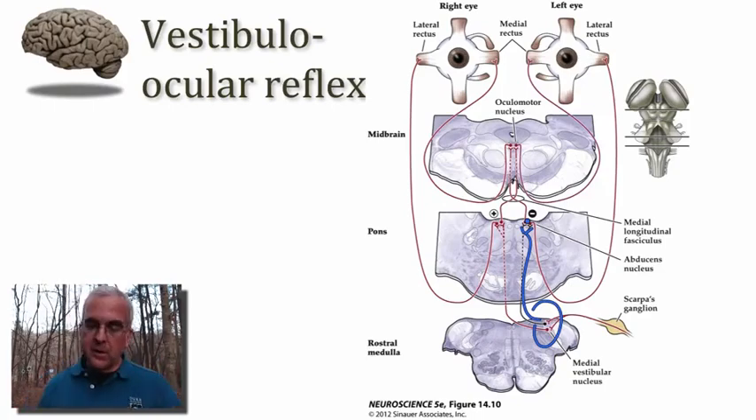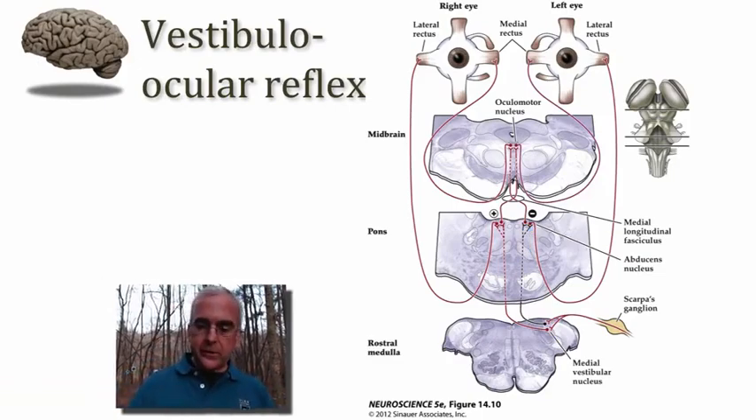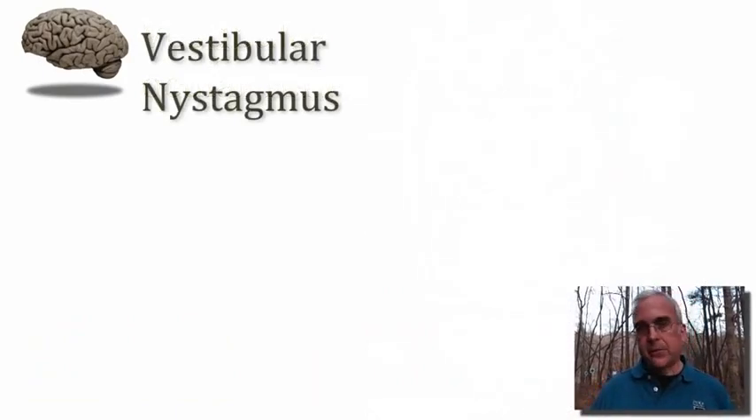Now, there's a phenomenon that you need to know about. It can be an important clinical sign, and it's called vestibular nystagmus. Now, nystagmus is one of those interesting words that it's worth knowing its meaning. It means a nodding of the head. So, nystagmus is something that we see in the eyes, but the action is very much like nodding of the head as if you're falling asleep.